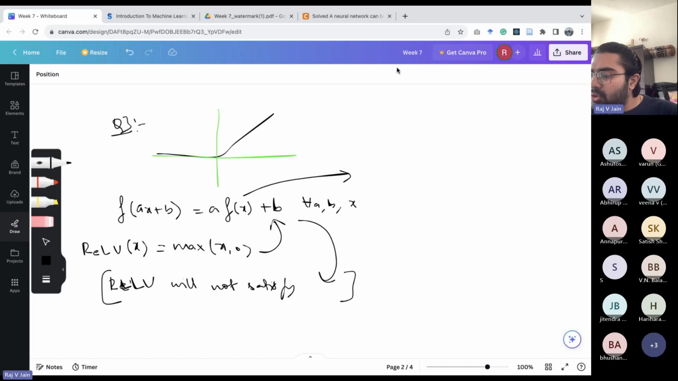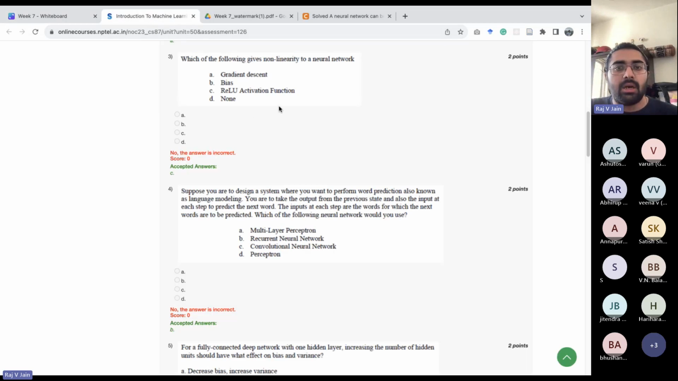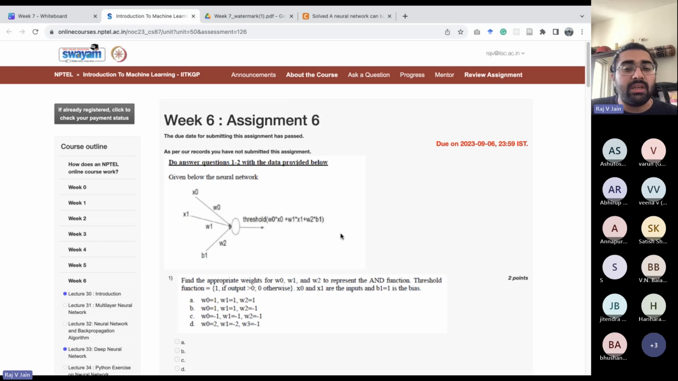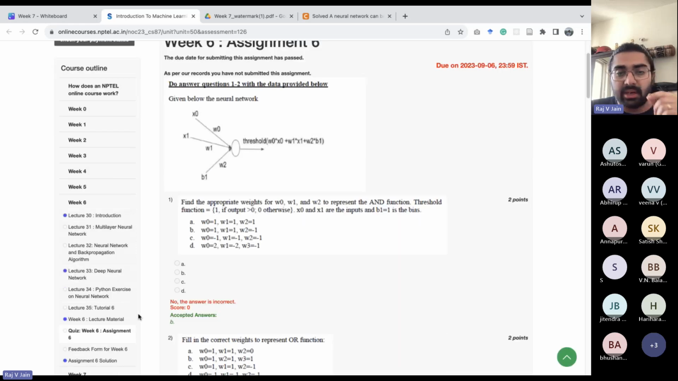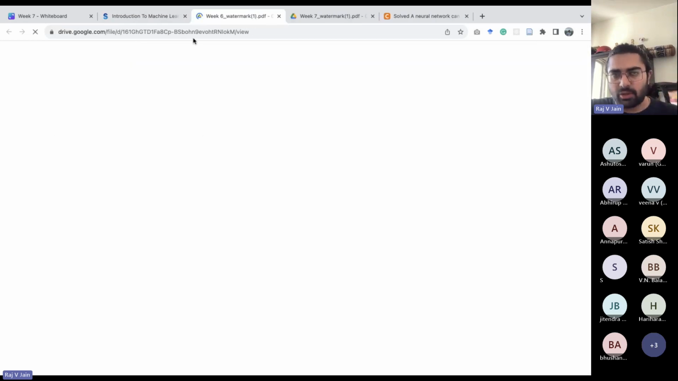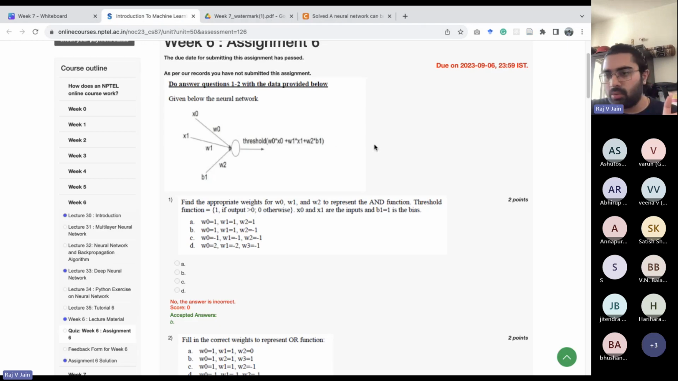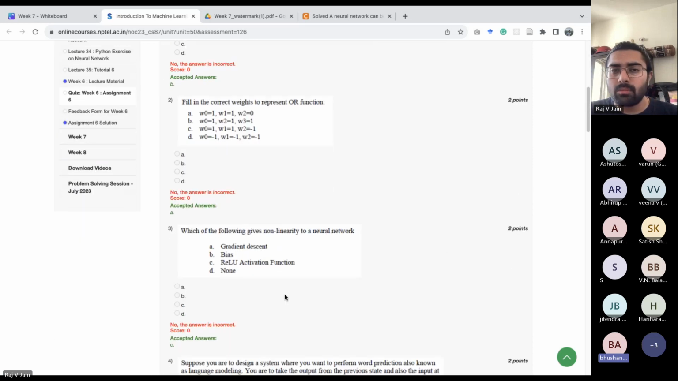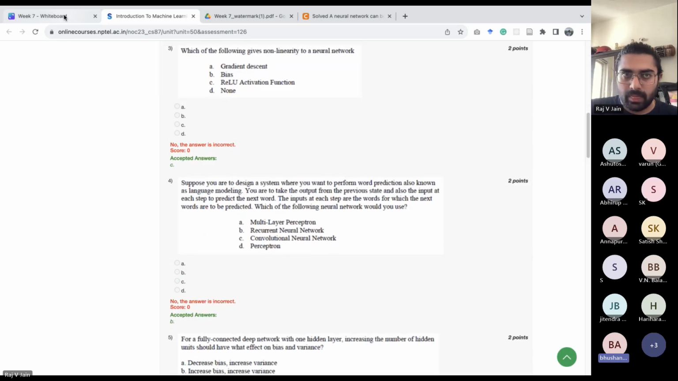One question. Are we supposed to know AND, OR, NOR, XOR, etc. for questions like question one? Yes, you are supposed to know. More than that, even in the week 6 lecture material, there was a mention of what the AND function is, what the OR function is, right? So if you don't know, at least in that lecture material it was mentioned, so hopefully you can use that to get clarity. How many such functions are there? We have AND, we have OR, we have XOR, we have NOR.